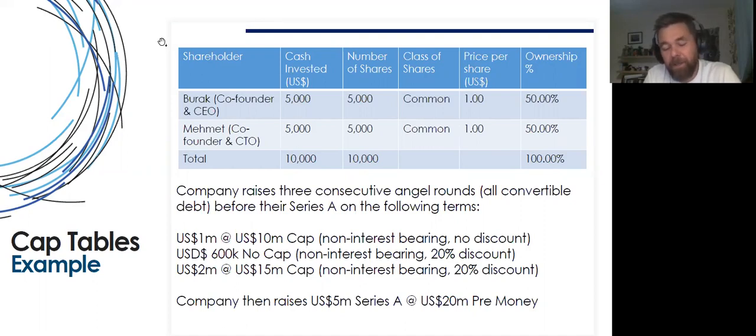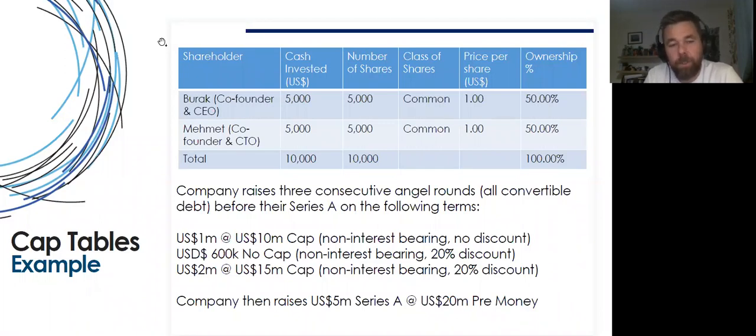Now, you guys have been quite successful. You've been busy. You've built a prototype. You've built an MVP. You've yet to go to market, but you've attracted a lot of interest from angels, and you actually managed to raise 3 separate angel rounds. The first one was a $1 million convertible note at a $10 million cap, non-interest bearing with no discount.